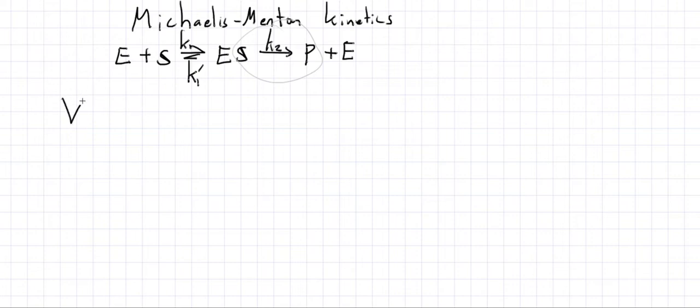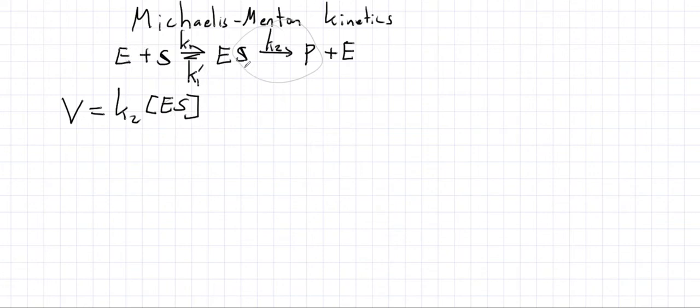Well, we can see the speed of the reaction in terms of the product production here just can be given by K2 times the concentration of enzyme substrate complex. We have to figure out a way to express that in terms of the concentrations of our reagents, our enzyme and our substrate. Well, it turns out that in many cases, this K2 step, the second step, is fairly rapid, especially when compared to the first step. And that often happens because the concentration of enzyme is relatively low.